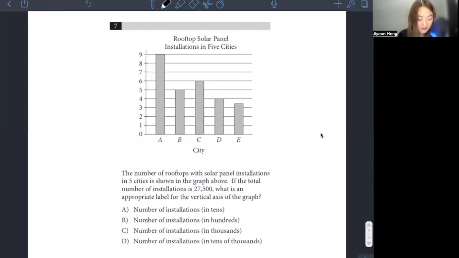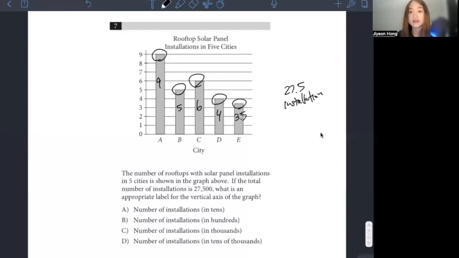So we have 9 here, 5 here, we have 6 here, we have 4 here, and we have 3.5 here. And when we add all these numbers up, we get 27.5 installations. Obviously, this doesn't represent how many installations there are. It says the total number of installations is 27,500. So in order to represent that, what does the unit have to be, right?